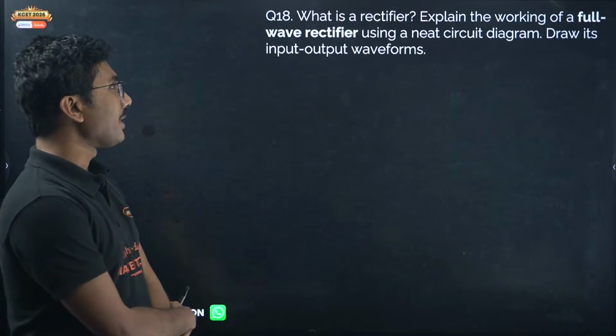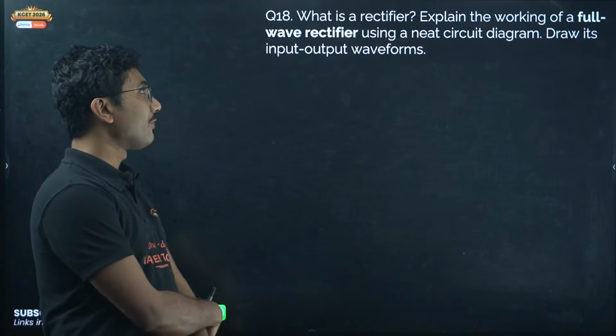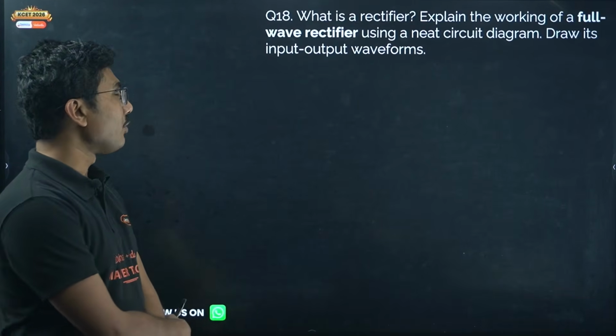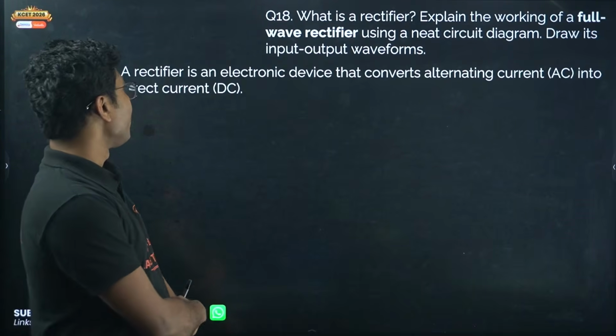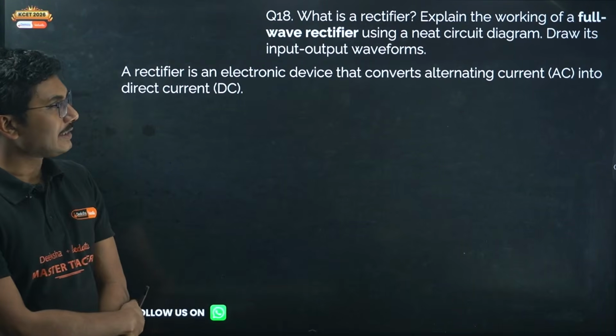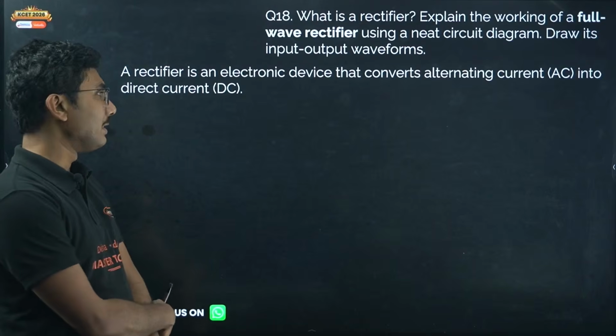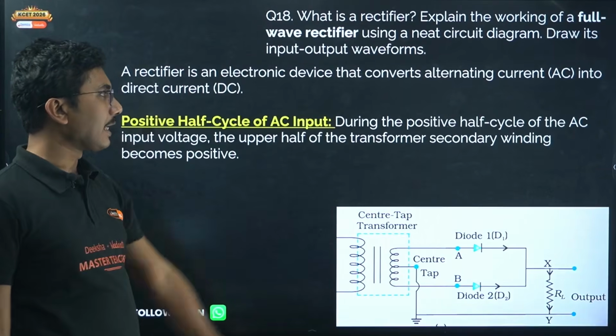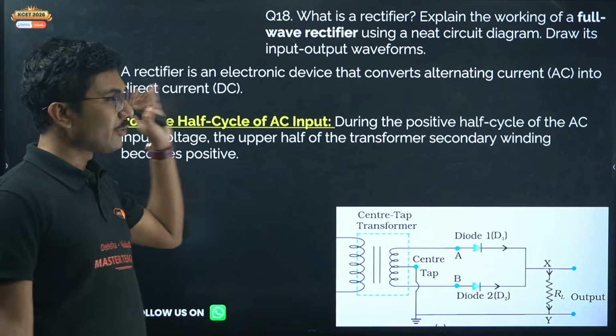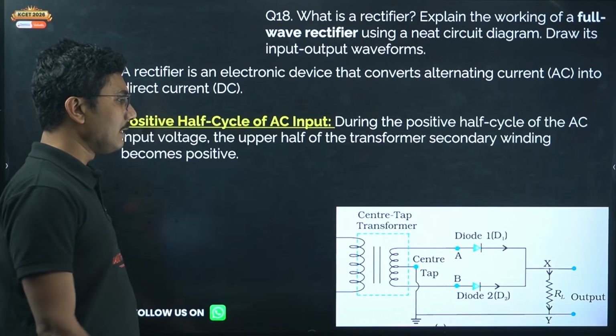What is a rectifier? Explain the working of a full wave rectifier using a neat circuit diagram. Draw its input and output waveforms. A rectifier is an electronic device that converts alternating current AC into direct current DC. So this is the circuit diagram, and now you have to explain each cycle individually.